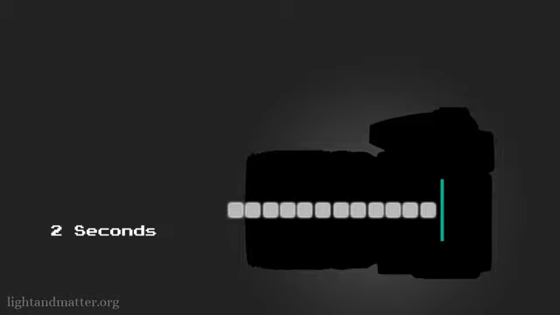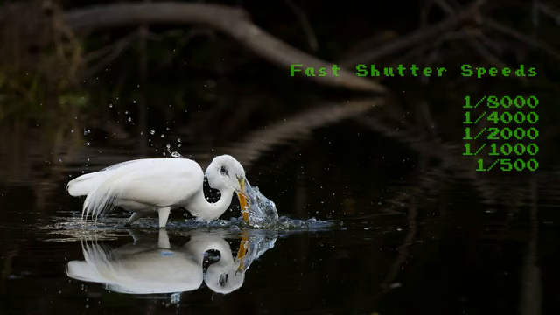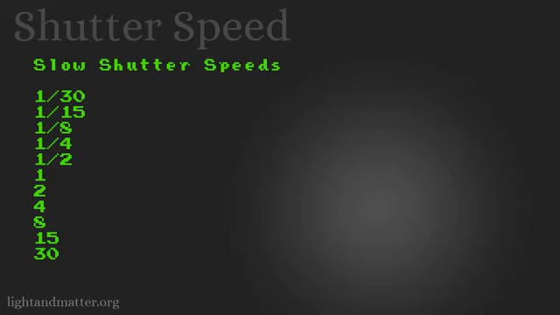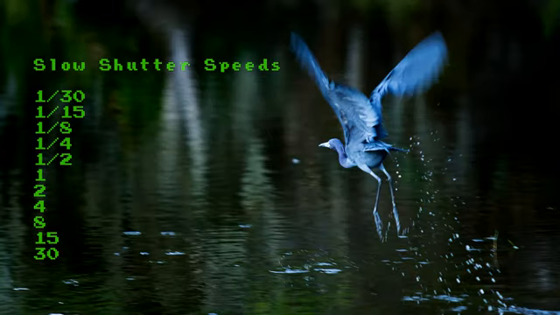If you've been paying attention, you're probably starting to see a pattern here. And of course, the shutter speed can make a difference in how your photos look. Using a fast shutter speed will freeze the motion in your picture, but if you use a slow shutter speed, you'll get blurry motion.